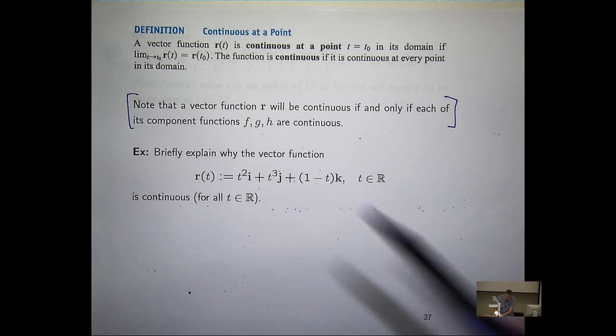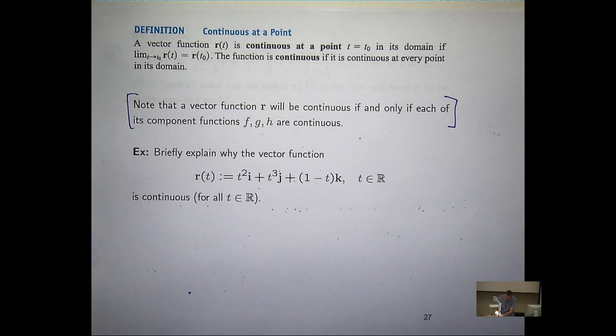Okay, let's have a look at an example. Briefly explain why the vector function given here is continuous. Who can briefly explain it to me, without using any epsilons or deltas or anything like that?